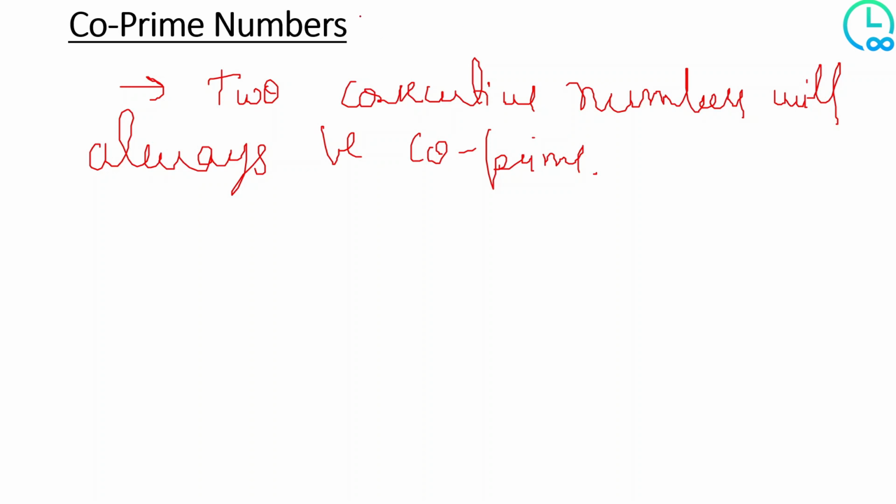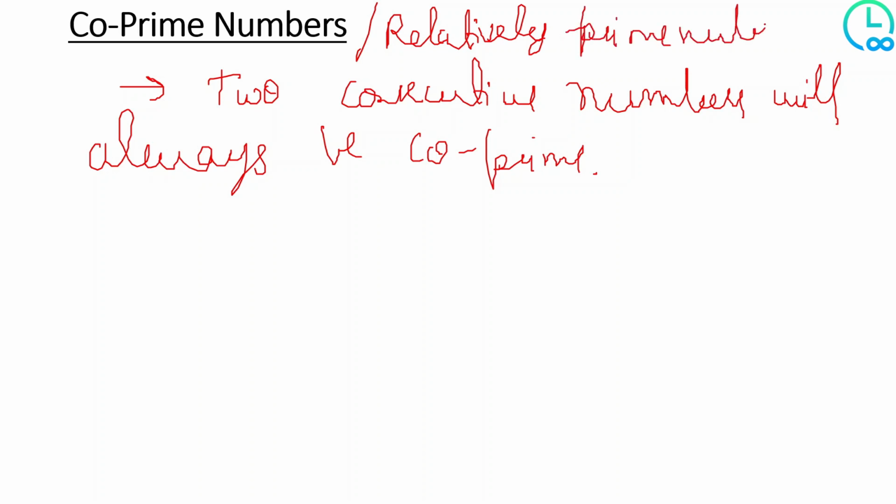Co-prime numbers are also called relatively prime numbers, or relative prime numbers. So this was about the co-prime numbers.